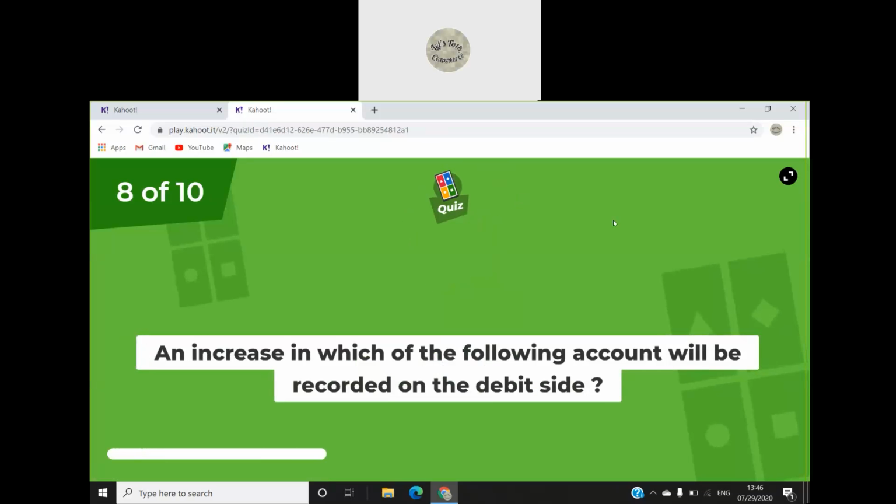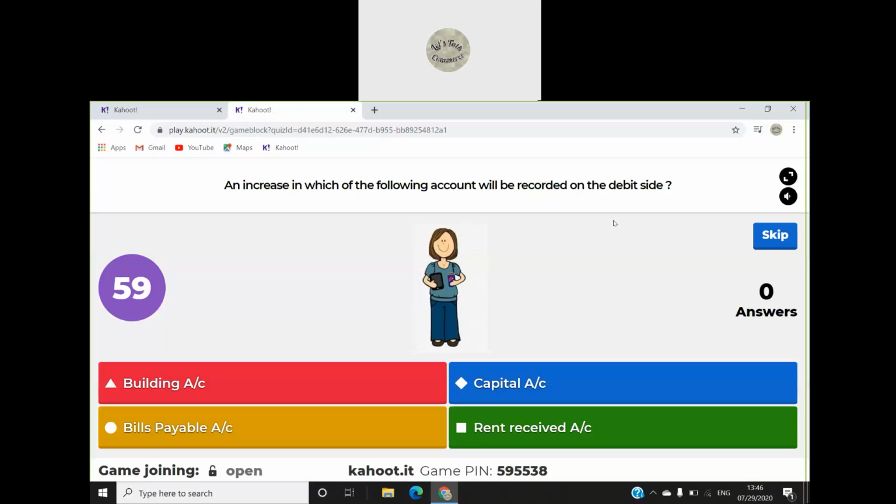Question number 8. An increase in which of the following account will be recorded on the debit side? इनमें से कौन से अकाउंट में अगर इंक्रीज होता है तो वो डेबिट साइड में रिकॉर्ड होगा? Option A, building account, option B, capital account, option C, bills payable account, option D, rent received account.